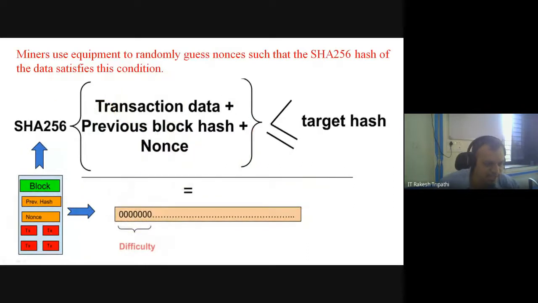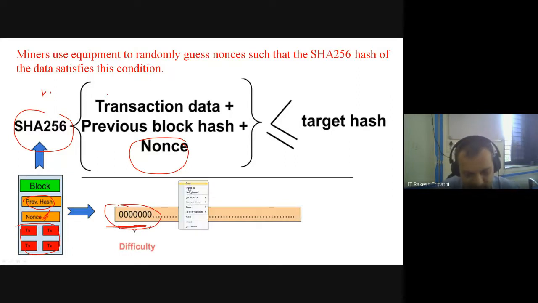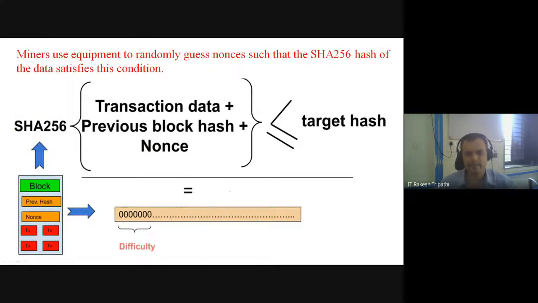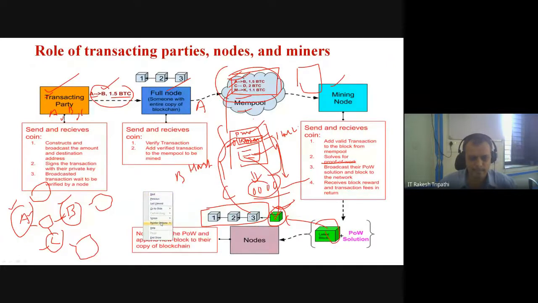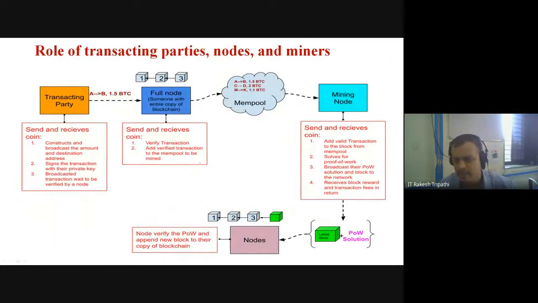So this block I am casting out of the transactions in the memory pool. All the transactions I have taken are this. The previous block hash is fixed, I cannot do anything about it. What I can change is this nonce. I have to find a nonce such that if I apply a hash function onto this, I get a hash value that starts with this many zeros. This is called difficulty. Is this making sense to you? So this is called the proof of work solution.